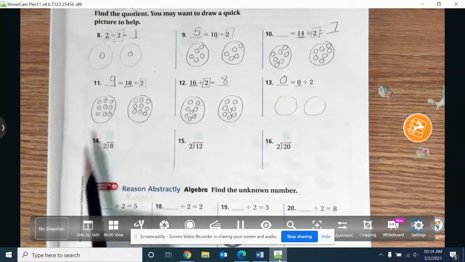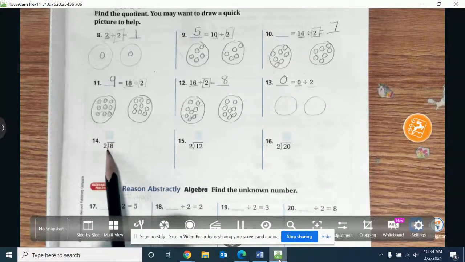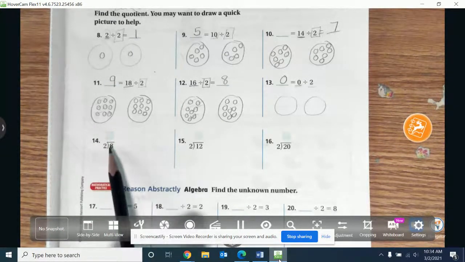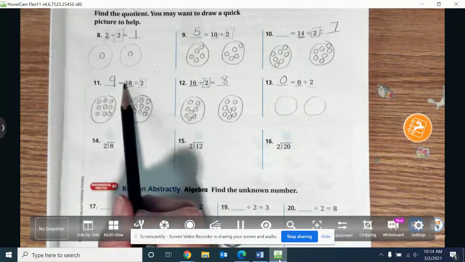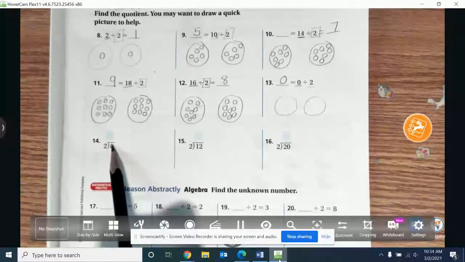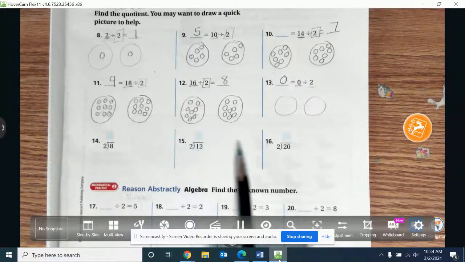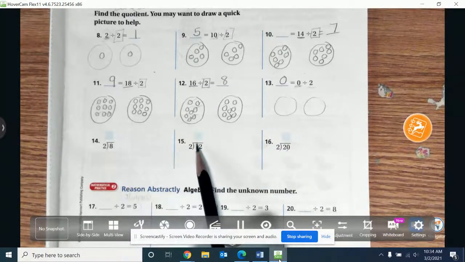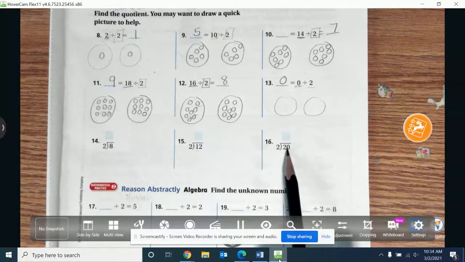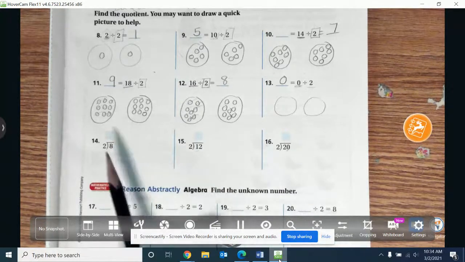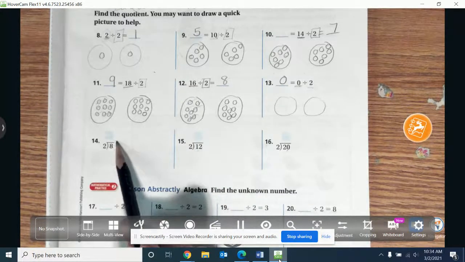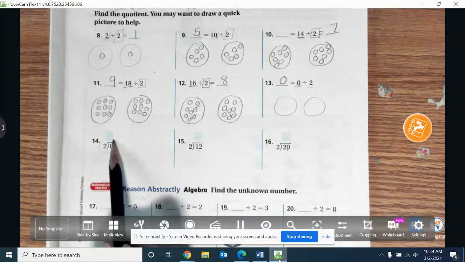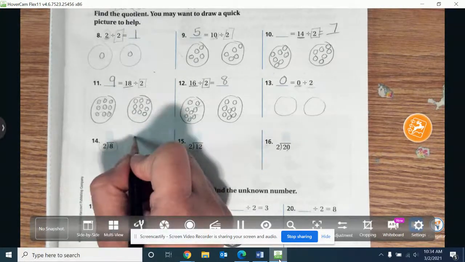Number 14. You see how it's written in a little box? The larger number, or the total, is always inside the box. This is another way of writing them. Again, you won't have to think of the algorithm until you're in 5th grade. Right now we're just introducing. So the way that this is written would be this way.